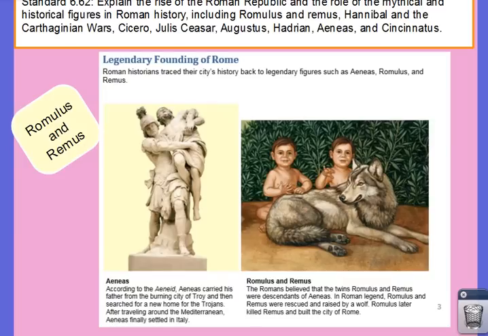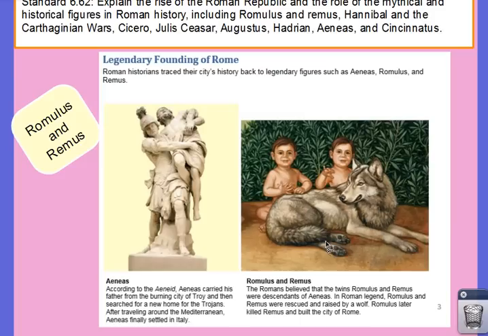Alright, on this slide you're going to see a picture of Aeneas. According to the Aeneid that Virgil wrote, Aeneas carried his father from the burning city of Troy and then searched for a new home for the Trojans. After traveling around the Mediterranean, Aeneas finally settled in Italy. So this is a statue that has been created of Aeneas saving his father's life by carrying him out of the burning city of Troy.